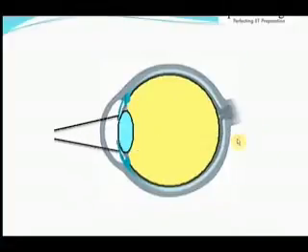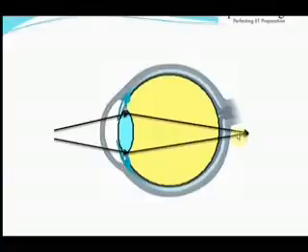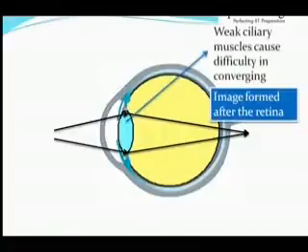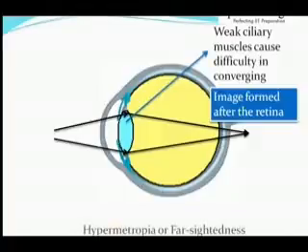Another interesting defect is when the rays converge after the retina. This generally happens with old people. You see, the lens becomes weak and the ciliary muscles become very weak. So they lose their power to contract and increase the power of the lens. So no matter how much they contract, they're still not able to converge the rays at the retina. They're too weak. And because of the weak ciliary muscles, there's difficulty in converging and the rays converge slowly, after the retina. This defect is called hypermetropia or farsightedness. This is common in old people.